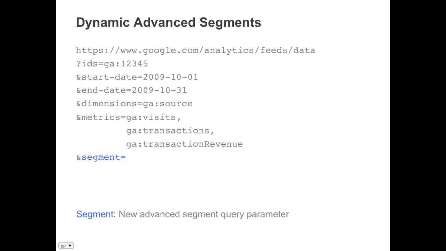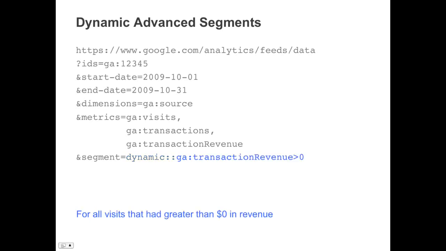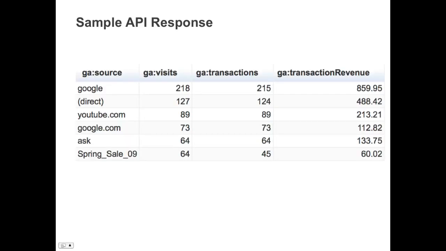In the query, all 3 types of segments can be defined through a new segment parameter. Next, we add the word dynamic followed by 2 colons to signify we wanted to define a new dynamic segment. Next, we add the segment expression, in this case where transaction revenue is greater than 0. Let's look at what happens to the results.